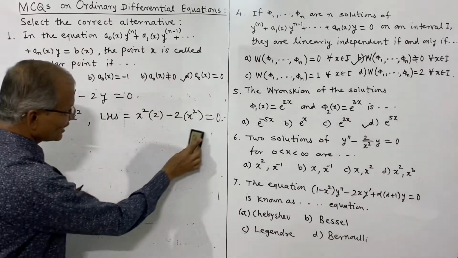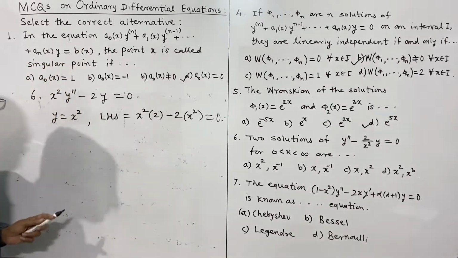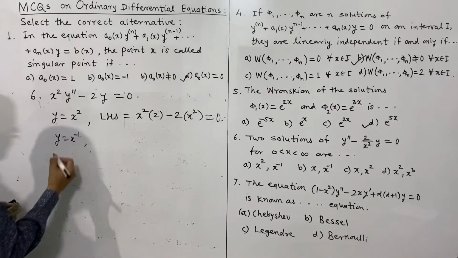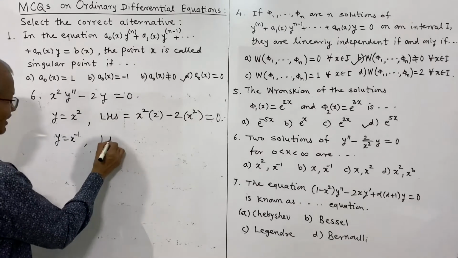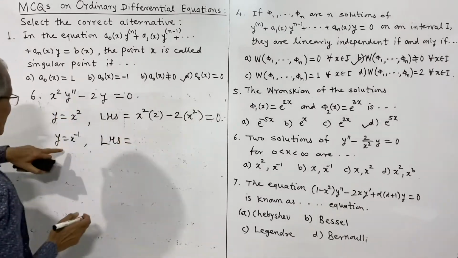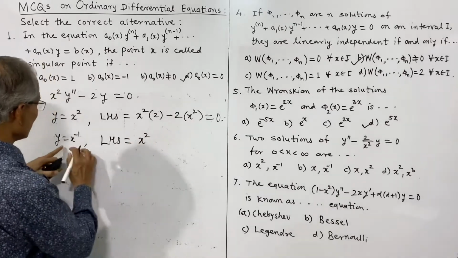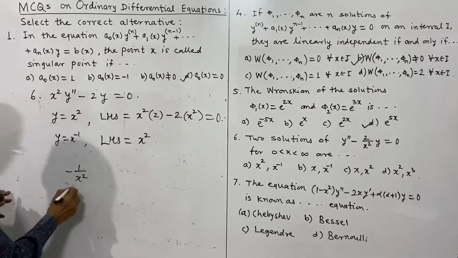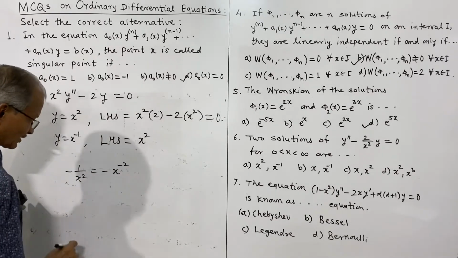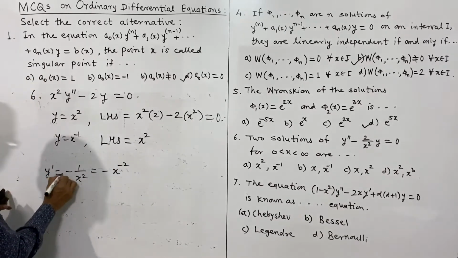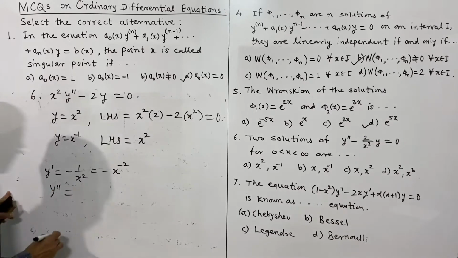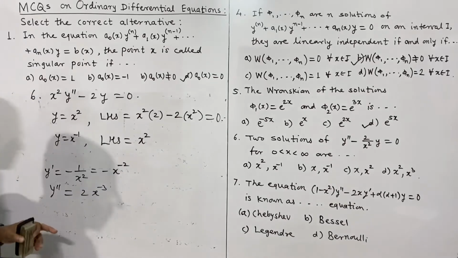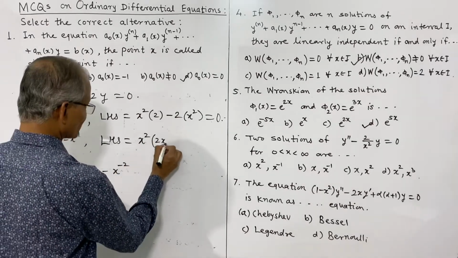Actually, if one solution is known, then there is a method to find another solution. But here we can check for y is x to the power minus 1. Then what will be LHS of this equation? That is x square, second derivative of this. First derivative is minus 1 upon x square, that is equal to minus x to the power minus 2, and this is y dash, and y double dash or second derivative will be minus 1 minus 2, that is 2 x to the power minus 3. So that is 2 x to the power minus 3.